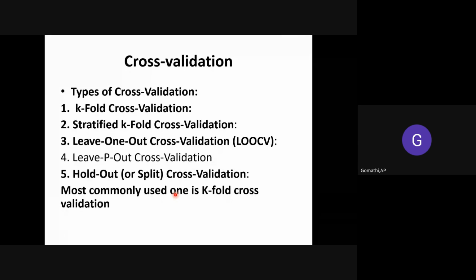That means it reduces overfitting. By training and testing the model on different subsets of the data, cross validation helps reduce the likelihood that the model will perform well on training data but poorly on unseen data. So it is mainly used for unseen data also, and through this it reduces the overfitting.